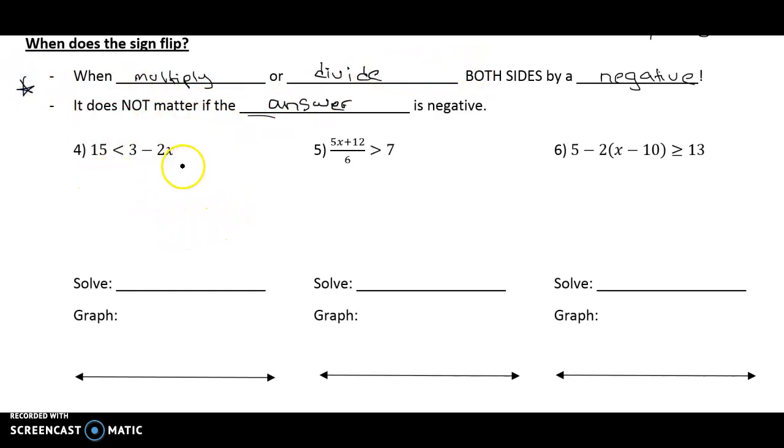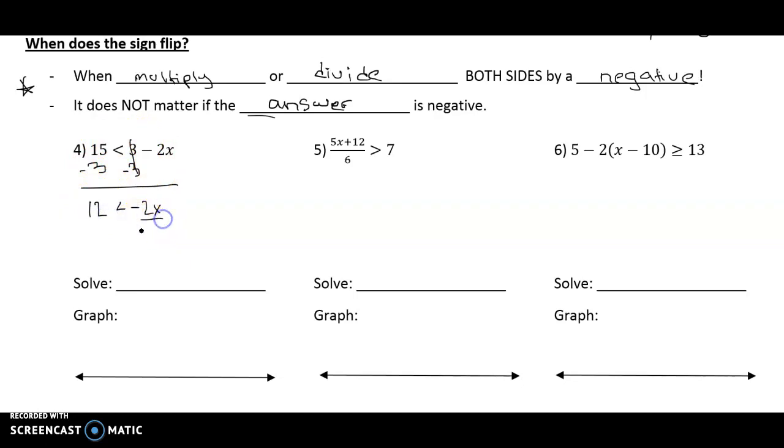Cool? So just solve. I'll let you try to solve them. So pause it. Give it a shot. I would subtract 3 on both sides first. Don't mess with the 2. That's the last thing I messed with. And the 3 was positive, so I'm subtracting it. Okay? So then I'm left with -2x. Keep your sign the same. I didn't do any multiplying or dividing yet. 15 minus 3 is 12.